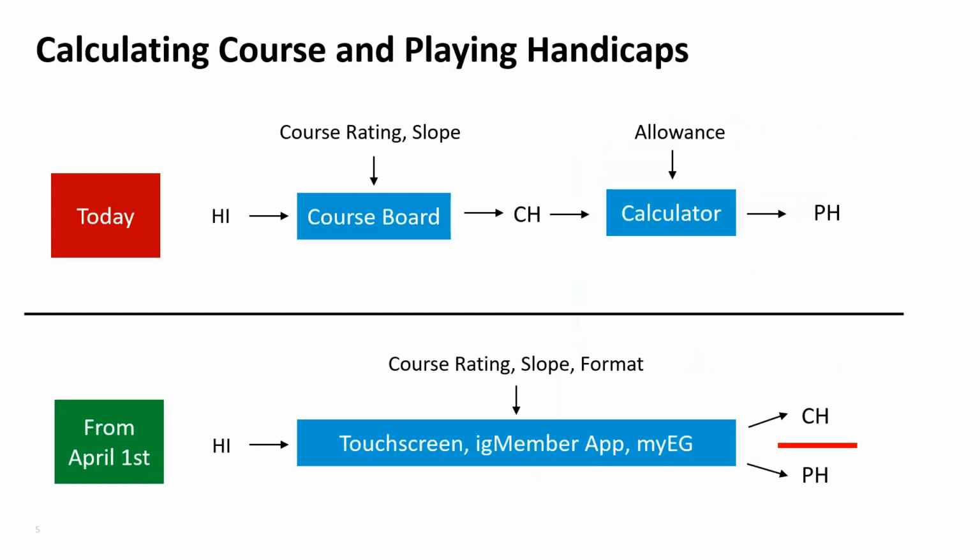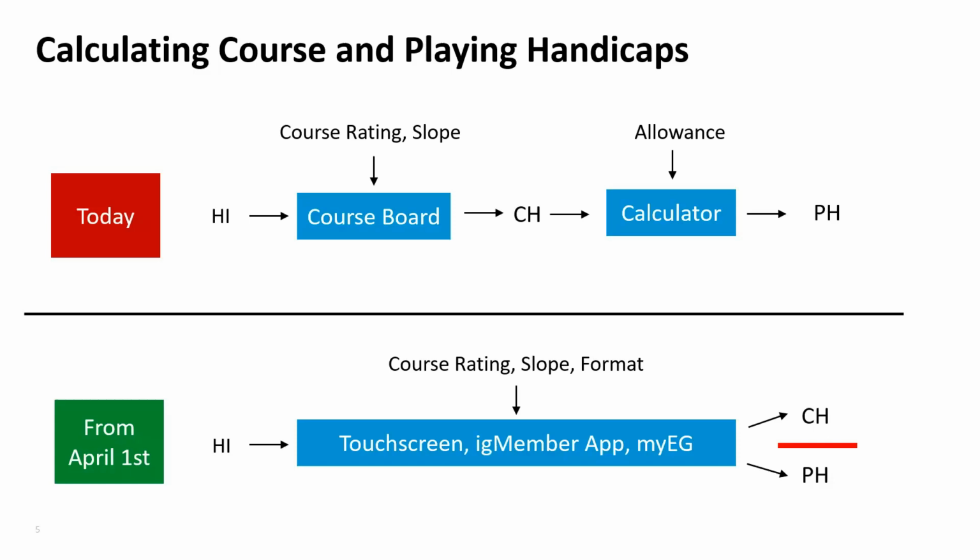Today, and that's what you can see at the top of the screen, you have a handicap index. You typically look up your course handicap using the course boards, and that's really using the rating and the slope. If you're playing in a competition, everybody stands on the first tee, looks at the board, gets the handicap, gets a calculator out, and then tries to work out 95%. You derive your playing handicap from your course handicap.